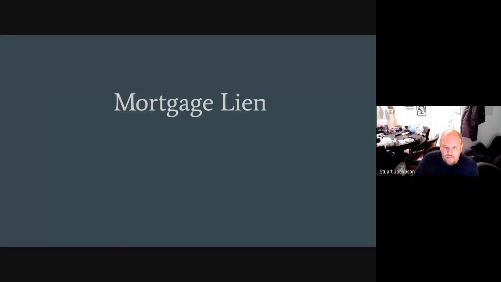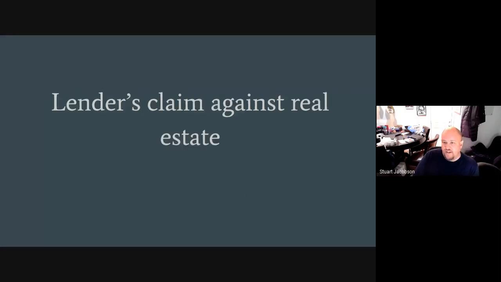Mortgage lien. This is a lender's claim against real estate, okay? Because the lender is actually holding the mortgage. Again, the mortgage is not the money. Say that a million times. The mortgage is not the money. The mortgage is the promise to repay for the loan. The loan is what the buyer gets. The borrower gets the loan, they get the money, and they then give that to the seller. Then the buyer gives the mortgage to the lender. So the mortgage lien is the lender's claim against the real estate. They have that basically as an asset, as a promise to repay the loan.